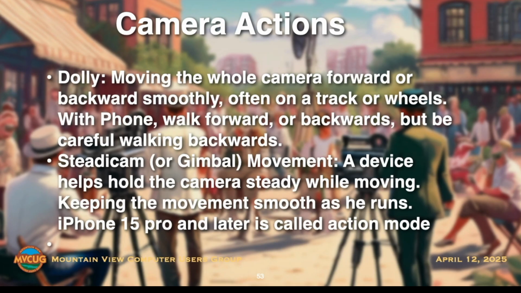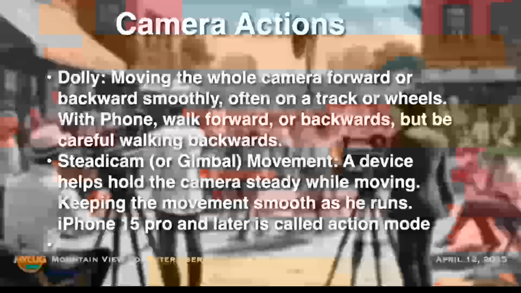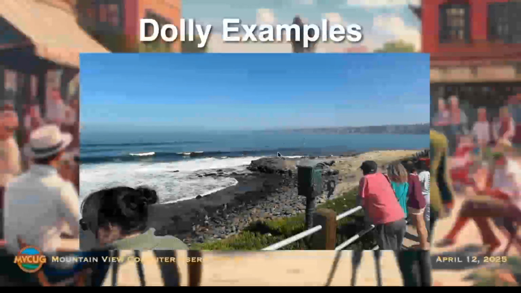Now, granted, you run into the next problem, which is Steadicam or gimbal movement. That's where you hold the camera steady while moving. It holds it, so when you do a dolly effect, you don't get vibration. It's a stabilization mode. It works really well, especially when you don't realize you have it turned on by default and all of your stuff looks stable. Okay? Here's a dolly example.